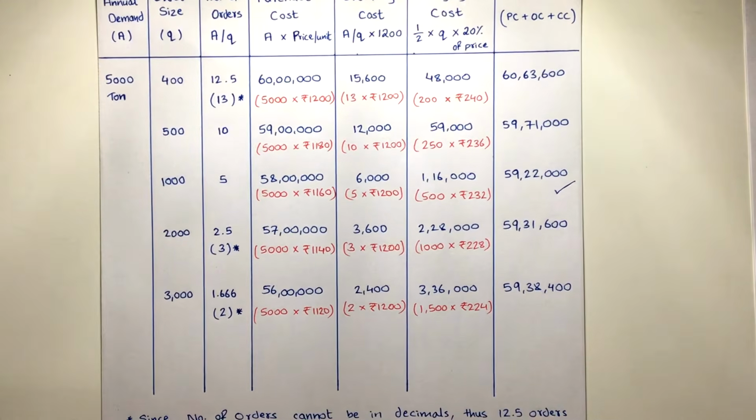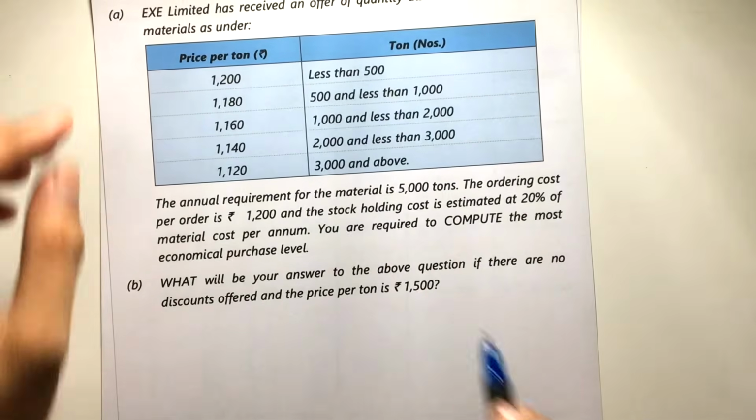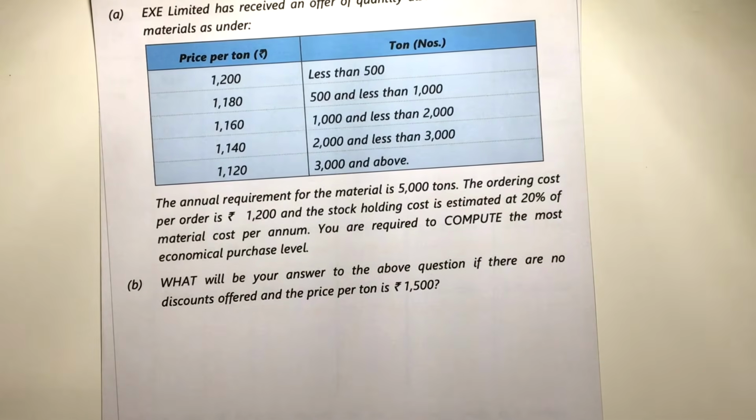Now let's just see the second part of this question. The second part was, what will be your answer to the above question if there are no discounts offered and the price per ton is 1,500? So in this case, I told you, you just have to calculate simple EOQ, nothing else, right? So let's just see that.